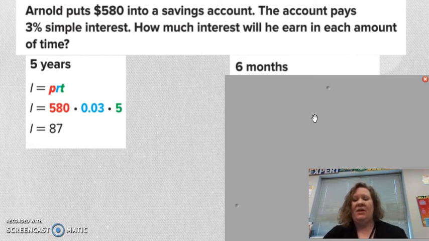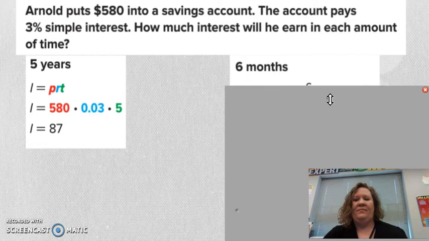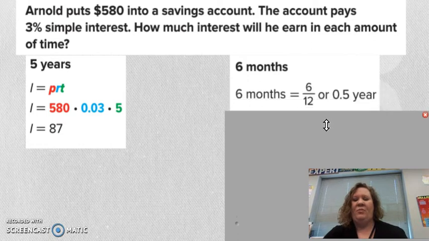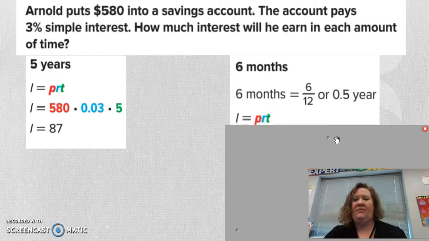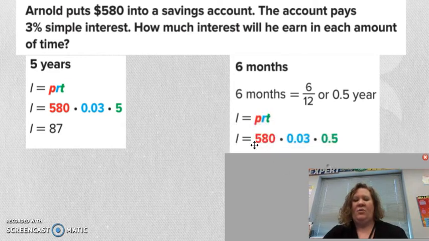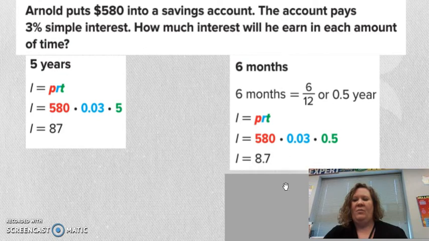6 months, we can do the same way. We're going to use the same formula, but the first thing we have to do is turn our 6 months into years. We divide by the number of months in 1 year. We're using the same exact formula. We're using the same principal, the same rate divided by 100. We multiply it all together and we end up getting $8.70 will be earned in 6 months.